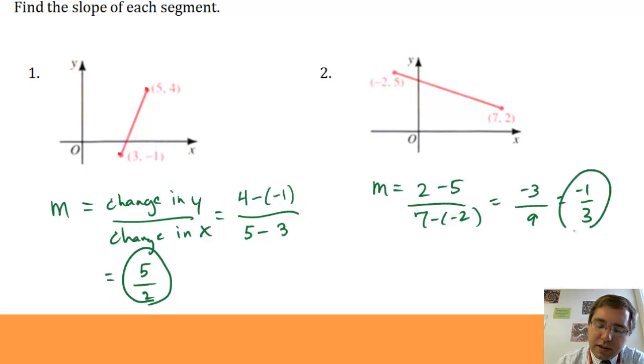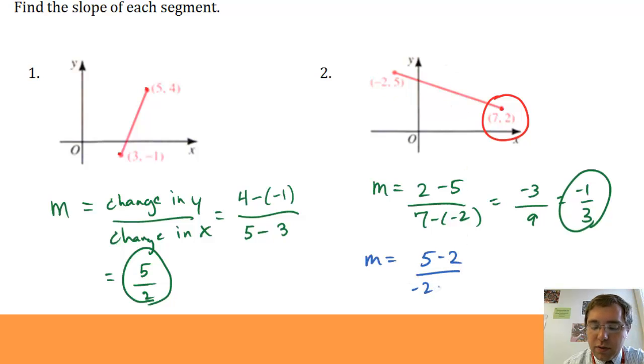Now, I took the point 7, 2 here as my x2 and y2, and the point negative 2, 5 as my x1 and y1. What if I switch them? Doesn't matter the order in which I go. So let's try that. And let's take 5 minus 2 over negative 2 minus 7. We switched the order in which we subtracted the y's and the order in which we subtracted the x's. Let's see if we get the same answer.